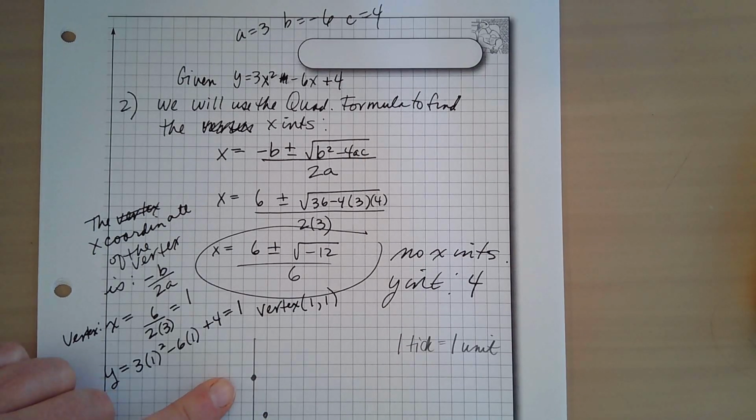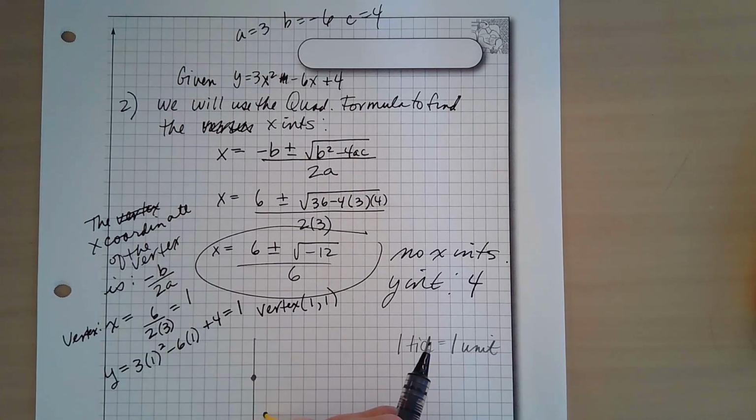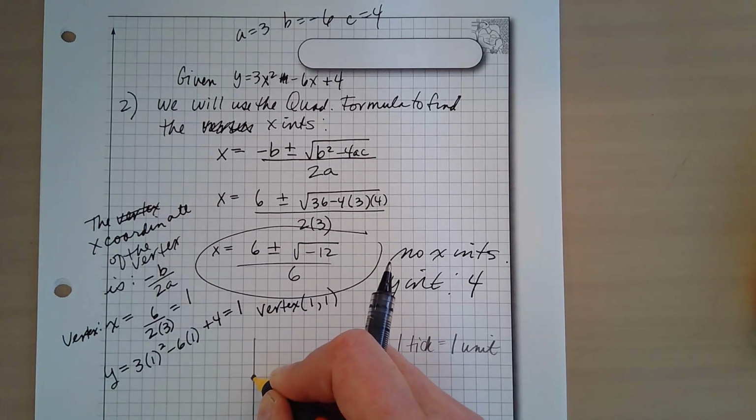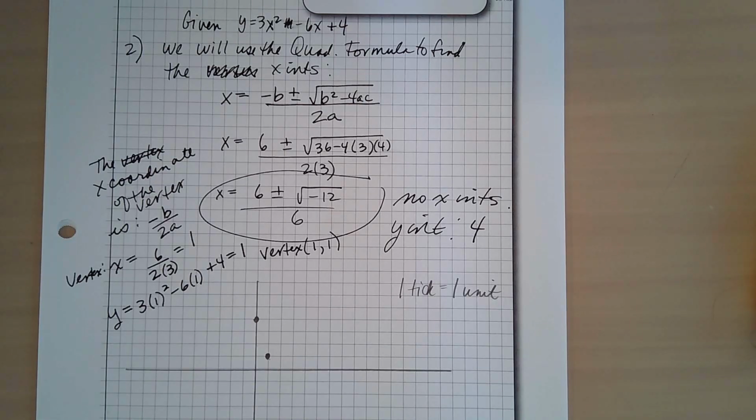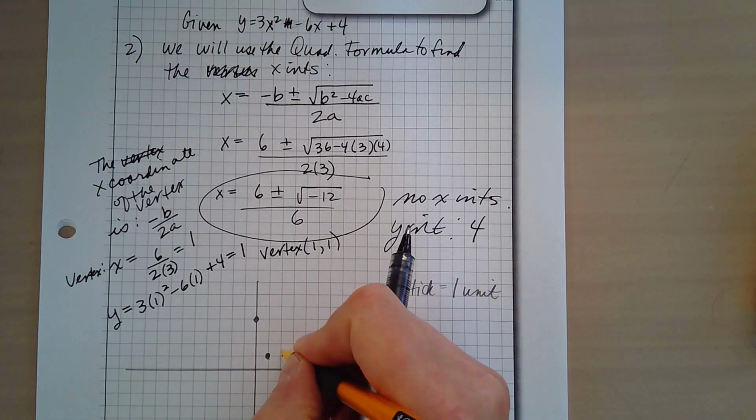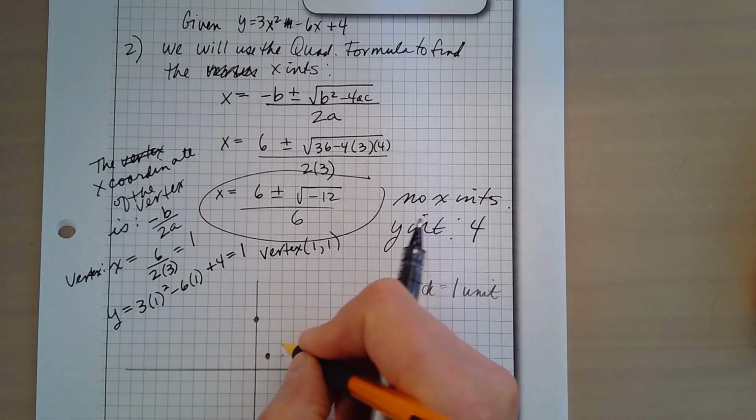Because I know it's opening up, agreed? So if this is the vertex, this is the turning point. This is where the graph turns around. So I know that if I have a point over 1 up 4 on the left-hand side of the vertex, I'm going to have an identical mirror image point on the other side of the vertex. So I can go over 1 up to the 4.